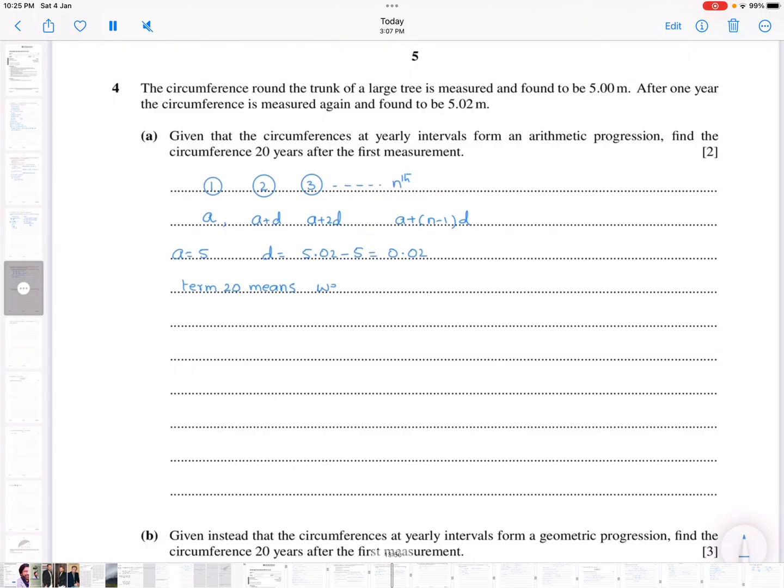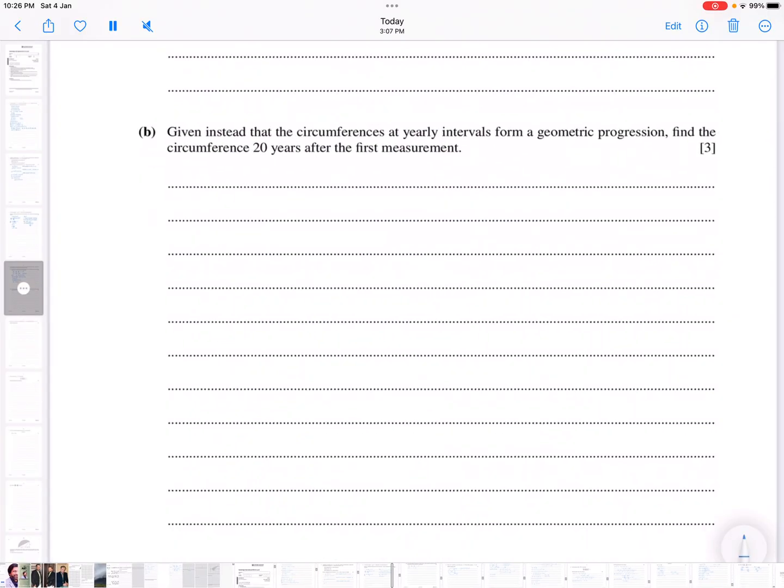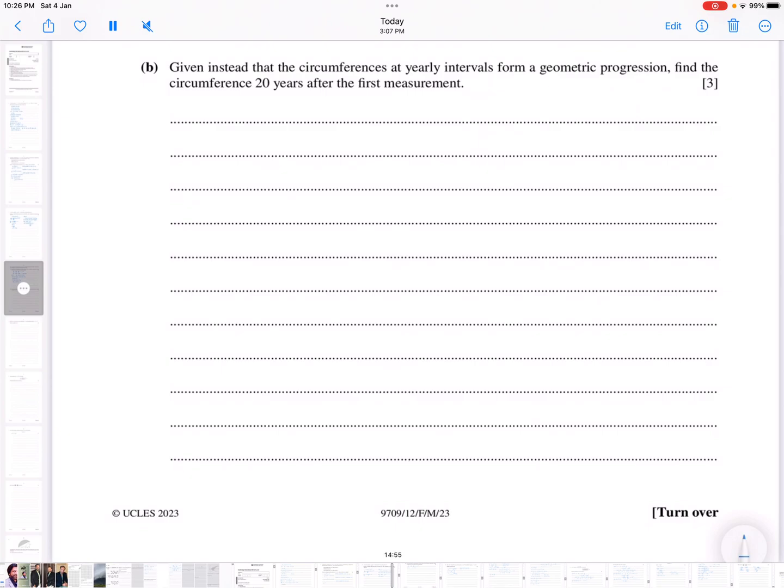So term 20 means we will use term 21. So a plus (n minus 1) times d. So in n we have to use 21, because 21 minus 1 makes 20. And you write the difference d as 0.02. Now this is our term 21. So now simplify it. You get 5.4.